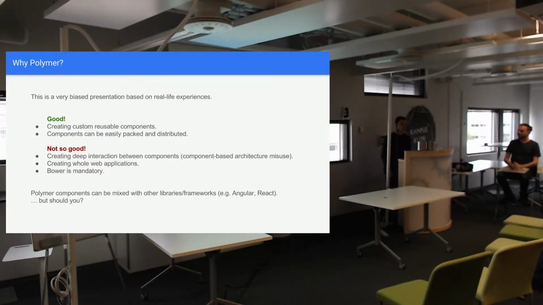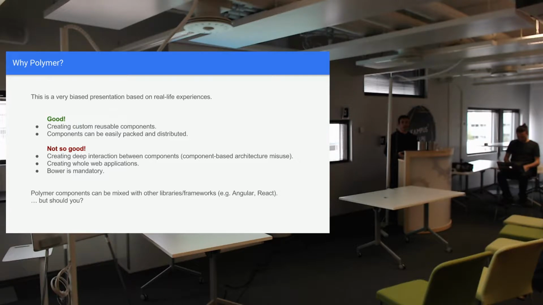And what's good that we could notice about Polymer is that it creates really custom reusable components. So there's webcomponents.org. People create components, share the components there. You can just download them, import and use them. And they can be easily packed and distributed. That's pretty much related to the first one.